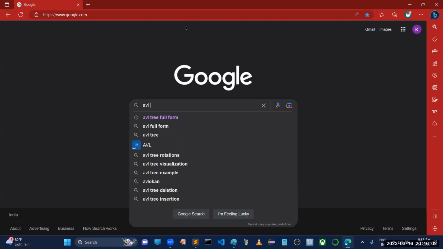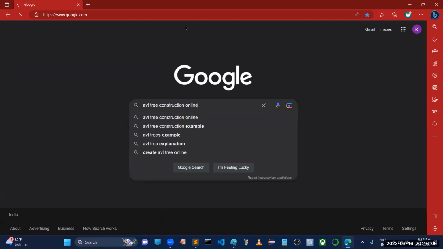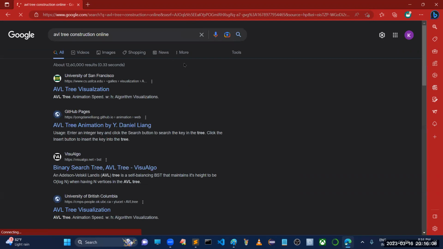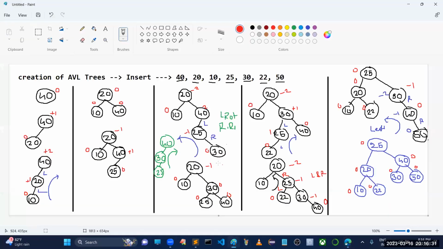Sir, AVL tree construction online. Is there any website for this? Yeah, some tool is there here. We will check. What is the first node that we are trying to insert?